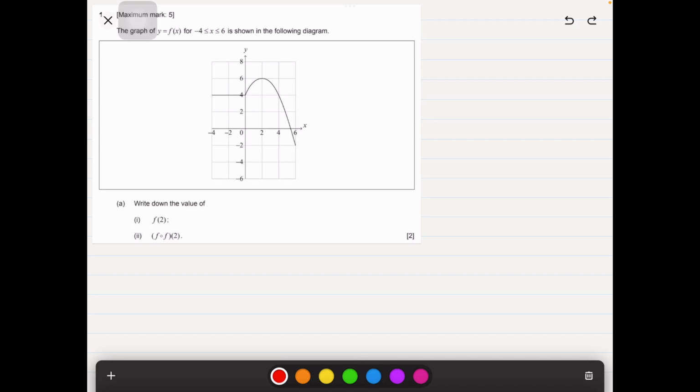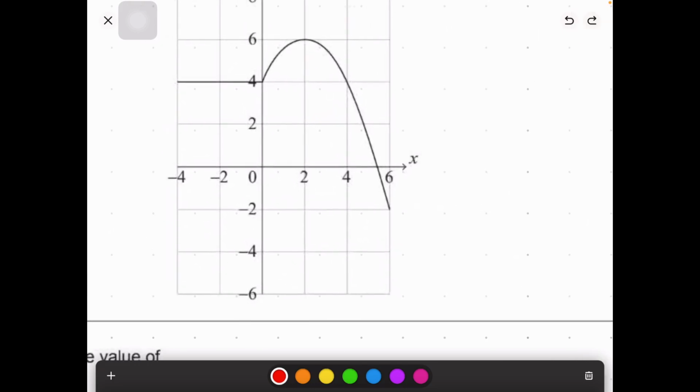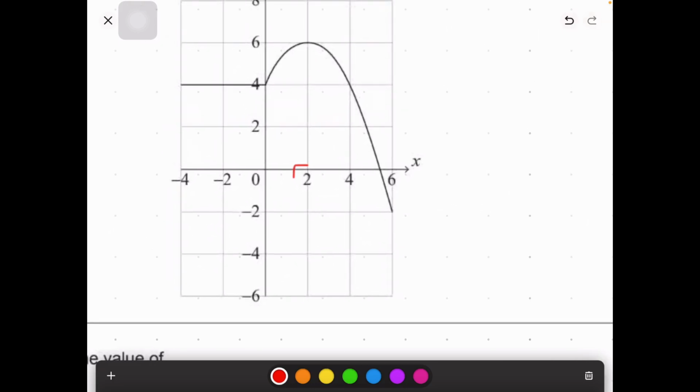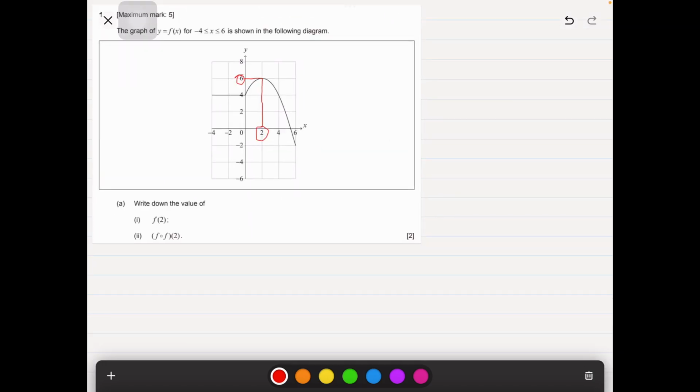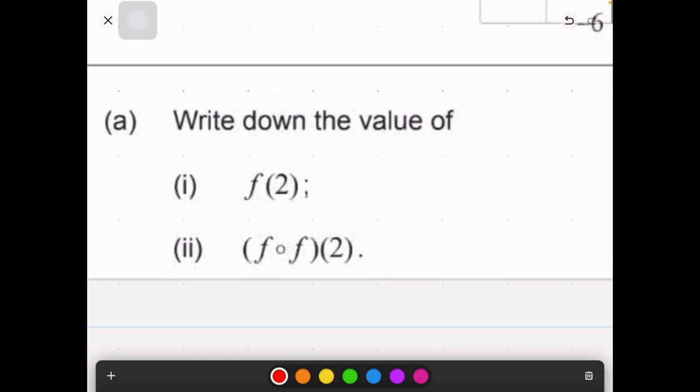So f of 2, if you're familiar with function notation, this is basically just saying to find the y value that corresponds to the x value of 2. So if we look at the graph, the x value of 2, if we go up to the function, corresponds to 6. So 6 is our answer for part A1.